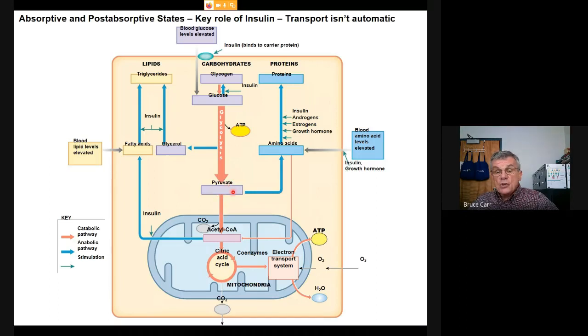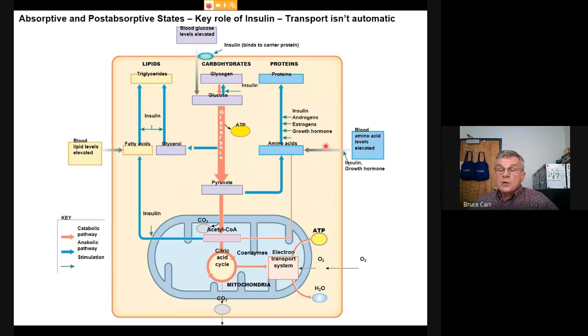Pyruvate can be used to synthesize amino acids. You see that over here. But its presence is cut down if you can't get glucose in. So you can see how it affects protein metabolism. So let's talk about proteins. Here's the blood delivering amino acids to the surface of the cell. Guess what? Insulin is needed to transport amino acids into the cell. So it denies you this second source of metabolism.